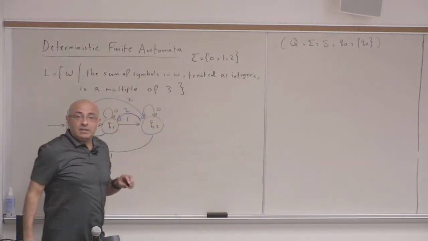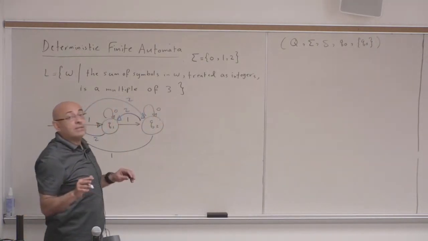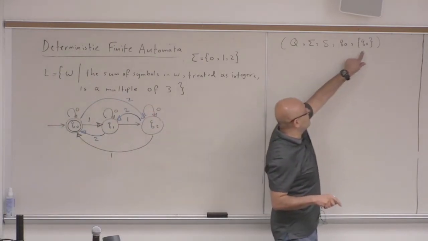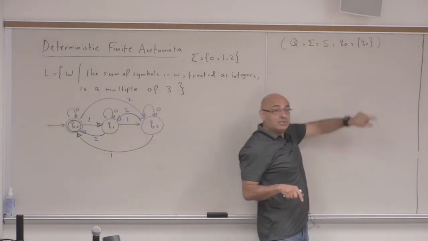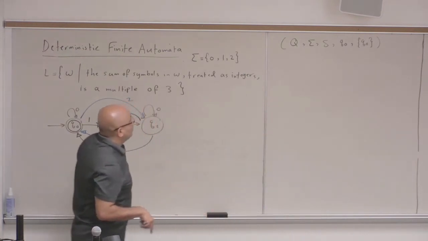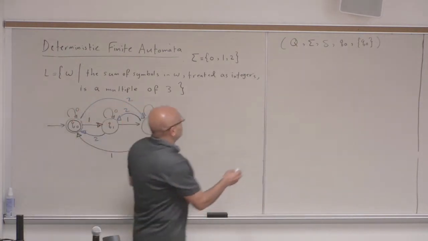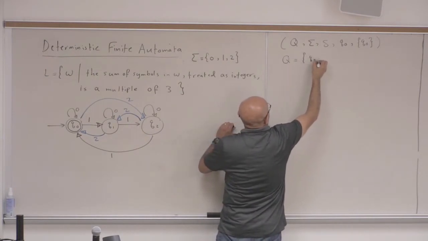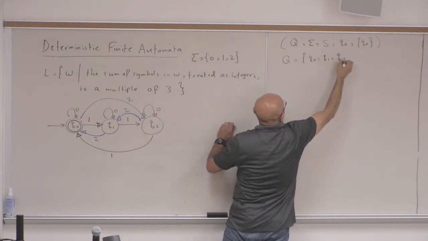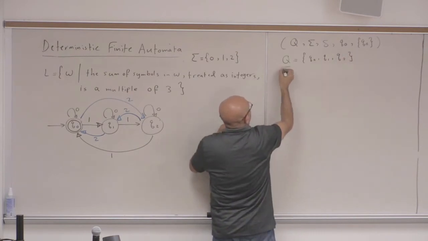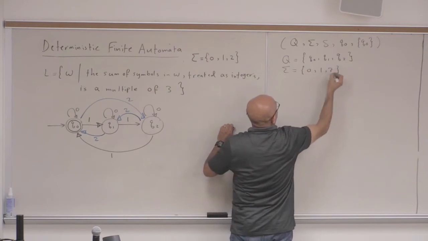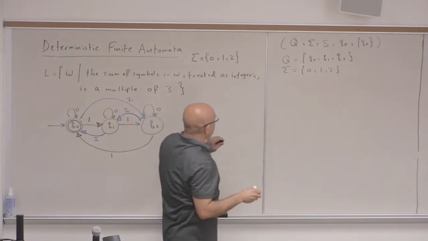So in general, I have a set of accept states, not a single accept state, and this set of accept states in this case happens to have Q0 in it. Now my Q, that's easy. Q is Q0, Q1, Q2. My sigma is 0, 1, 2. The trickiest part is delta.